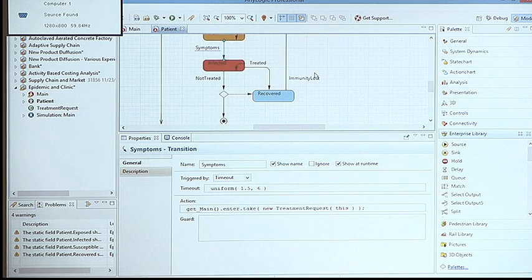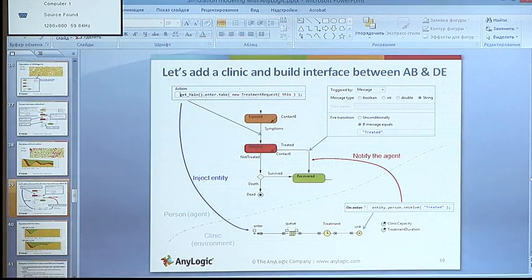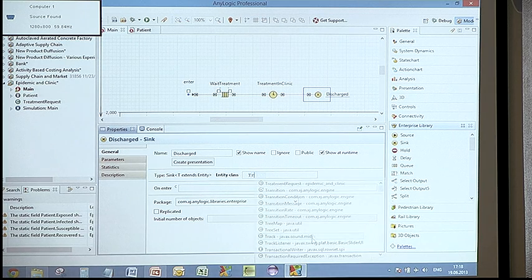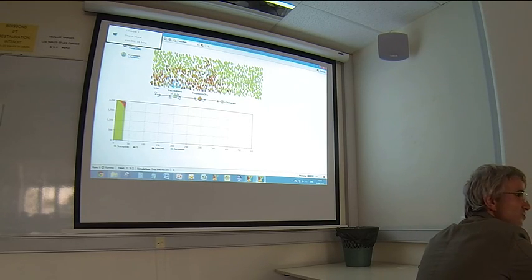Then this part of the interface is ready, and we need to notify the agent when he is treated. This is done in main when the person is discharged. I say that the entity class here is treatment request, and what I do, clinic is full and there's a huge queue of people waiting to be treated. Let's see how this affects the dynamics of, not much really.